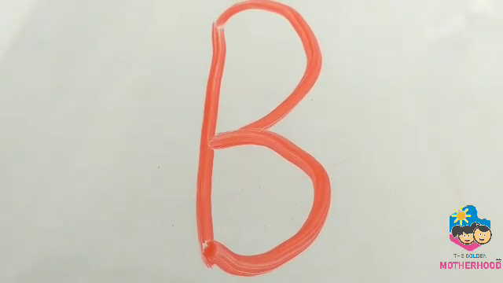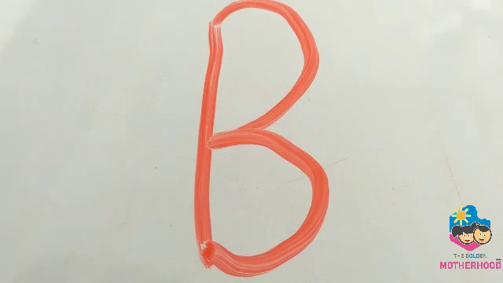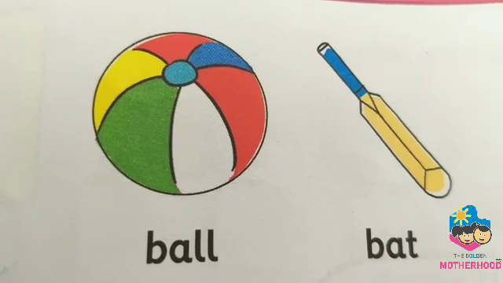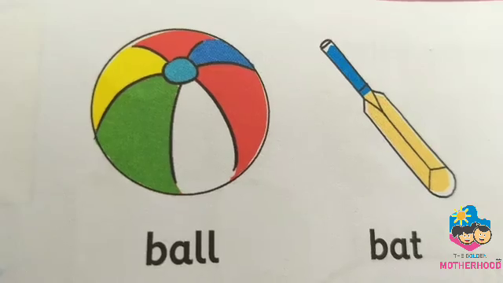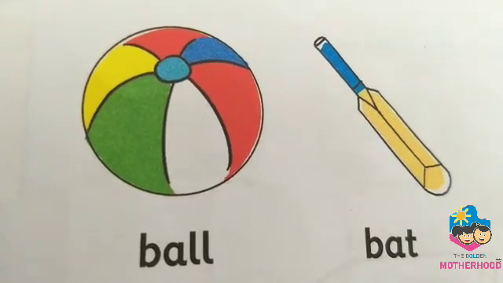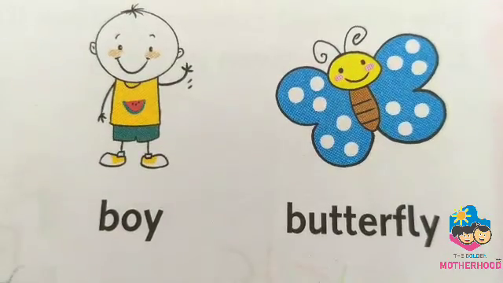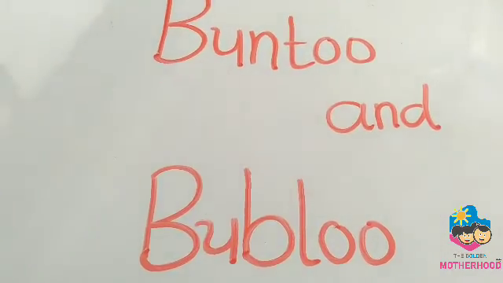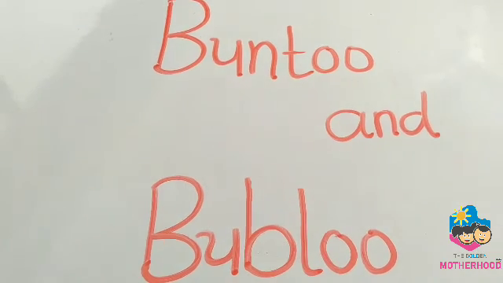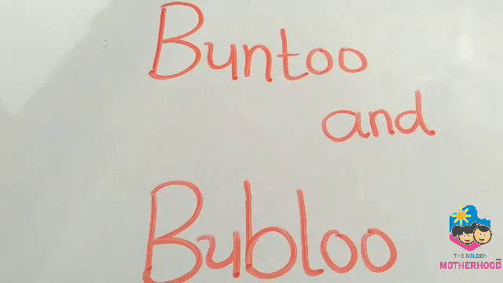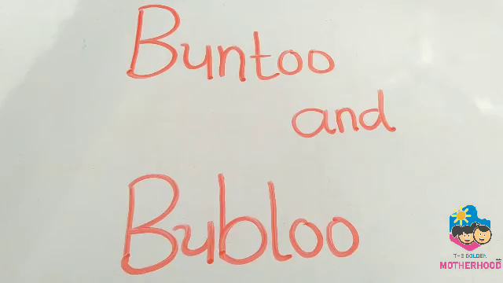Here I will show you some pictures which start with the letter B. B for ball, B for bat, B for boy, B for butterfly. Today I will tell you the story of B for Bantu and B for Bablu.